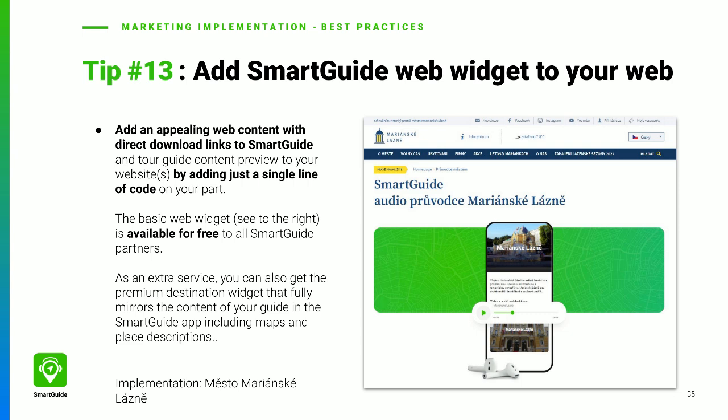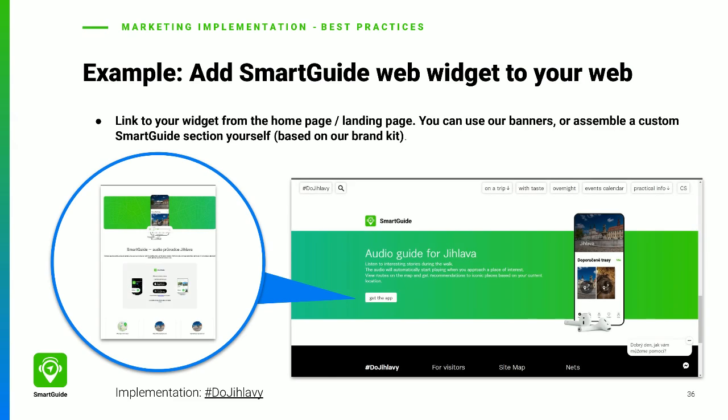As already mentioned, it's extremely important to inform visitors about your new digital audio guide option on your website. You can easily add an appealing web content with direct download links to SmartGuide and tour guide content preview to your website by adding just a single line of code on your part. The basic web widget is available for free to all SmartGuide partners. As an extra service, you can also get the premium destination widget that fully mirrors the content of your guide in the SmartGuide app, including maps and place descriptions. Link to your widget from the home page or landing page. You can use our banners, or assemble a custom SmartGuide section yourself, based on our brand kit.